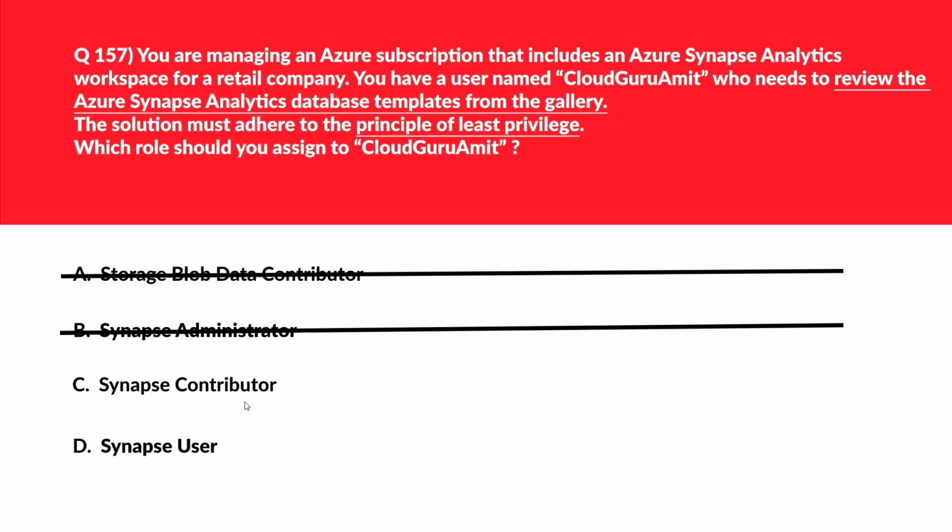C says Synapse Contributor. The Synapse Contributor role allows for broader access and management capabilities, which is more than what is required for reviewing database templates as per the question. So we don't need this, because this also doesn't follow the principle of least privilege, right? We'll reject this. Let's move to option D. That is the only option left.